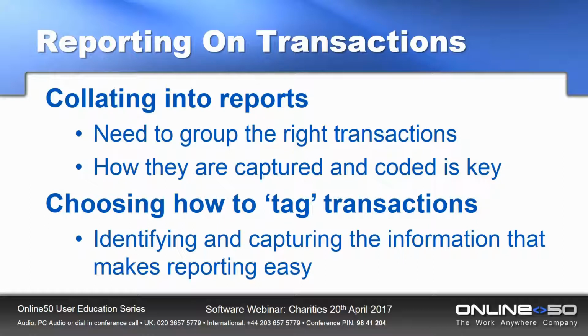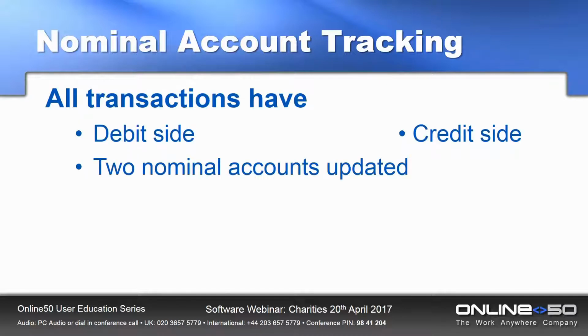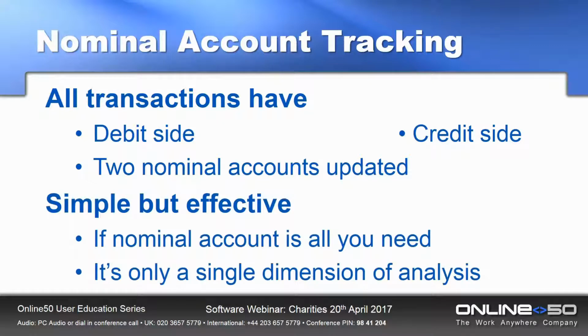So the first thing we're going to look at is tracking transactions by way of the nominal account. All transactions will have a credit side and a debit side. There are going to be two nominal accounts which are updated as part of that transaction. This is a very simple but effective way of capturing information. If a nominal account is all you need to get the information that you want out, that's all you have to do. Just get it coded to a nominal account, everything works from there.